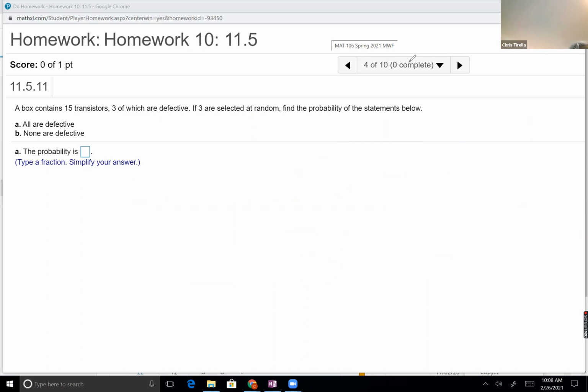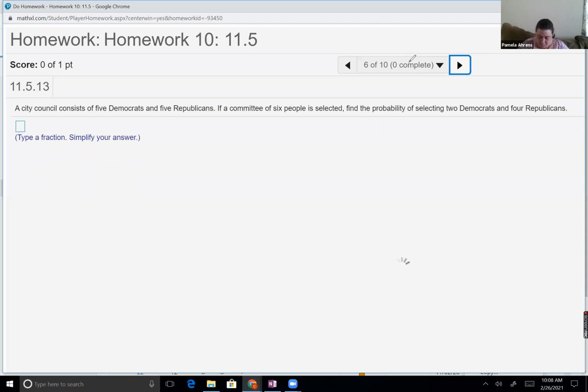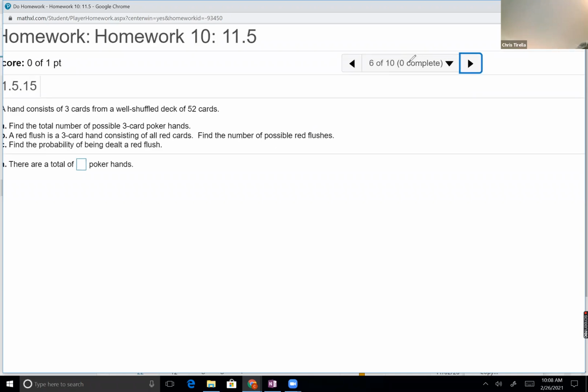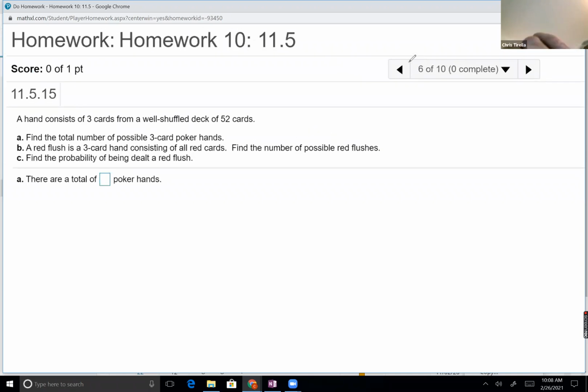What other ones do we want to look at? Maybe number 6. Number 6 says a hand consists of 3 cards from a well-shuffled deck of cards. Find the total number possible of 3 card poker hands. Well, we jokingly said, like Cookie Monster, C is for cookie, C is for cards, C is for combination. So we know it's a combination. Of the number of hands, there are 52 cards, and I want to choose 3. Are you okay if I just set that up and don't look at it?